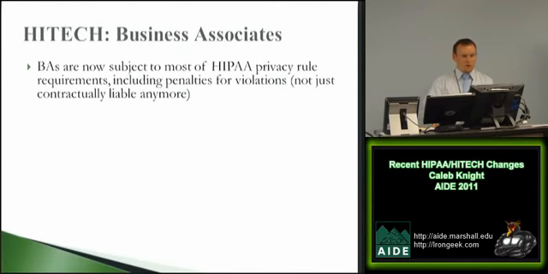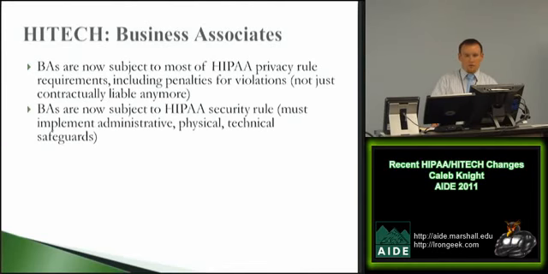A business associate, like I said, is subject to the HIPAA privacy rule requirements, including penalties for violations. They used to just be contractually liable, as between the covered entity and the business associate. Now, both business associates and subcontractors are liable under the actual rule, meaning that business associates are now subject to the original rules regarding physical and technical safeguards, and that goes back to the idea of locks on doors, passwords, software systems, and other safeguards.